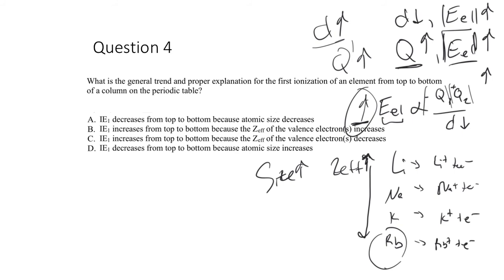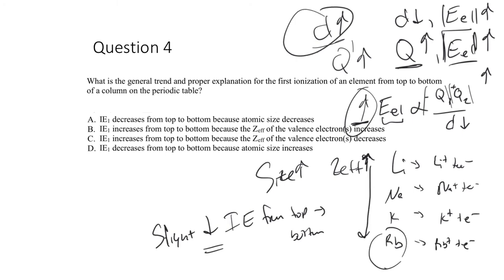Now, the ionization energy trend from top to bottom is almost kind of flat, but if you inspect most of the elements and most of the groups on the periodic table, you're going to see a slight decrease in the ionization energy from top to bottom. Slight decrease because the winning factor is the size.